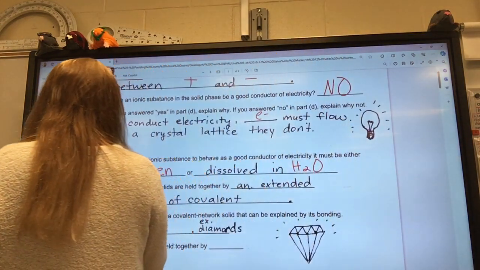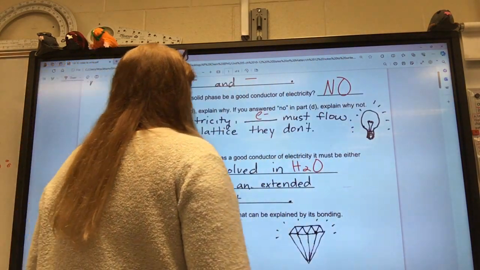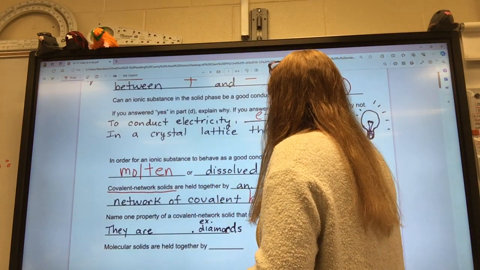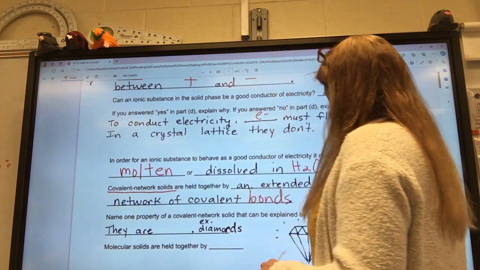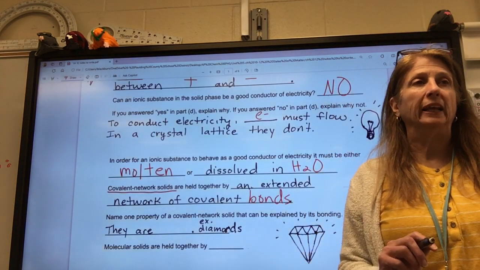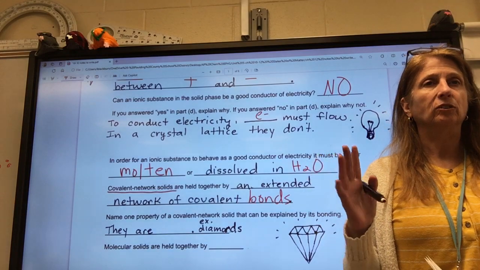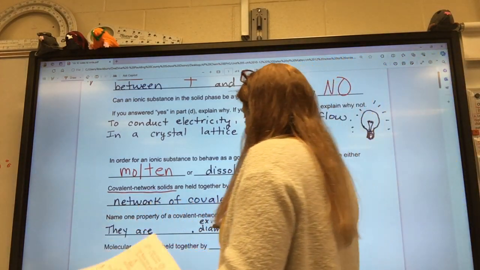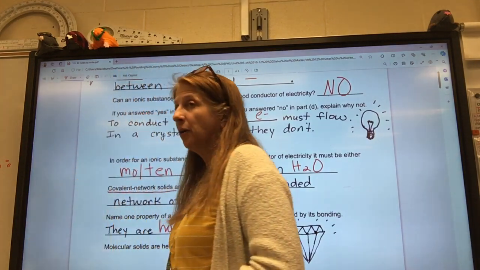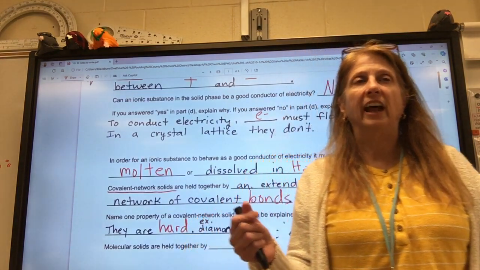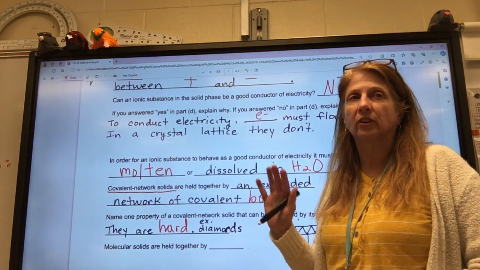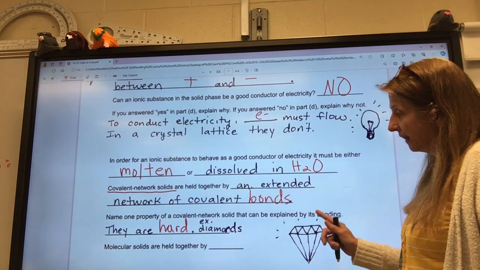Our third kind of solid is the covalent network solids. And these are held together by an extended network of covalent bonds. So this would be like diamonds. So what do we know about diamonds, other than they're expensive and pretty? What are they known for? Being strong and hard. It's the hardest substance. There are things that only a diamond can cut. So that's why you can buy saw blades at Home Depot that are diamond tipped. They cost a lot, and they're not jewel grade diamonds, they're industrial diamonds. Not all diamonds look like that.